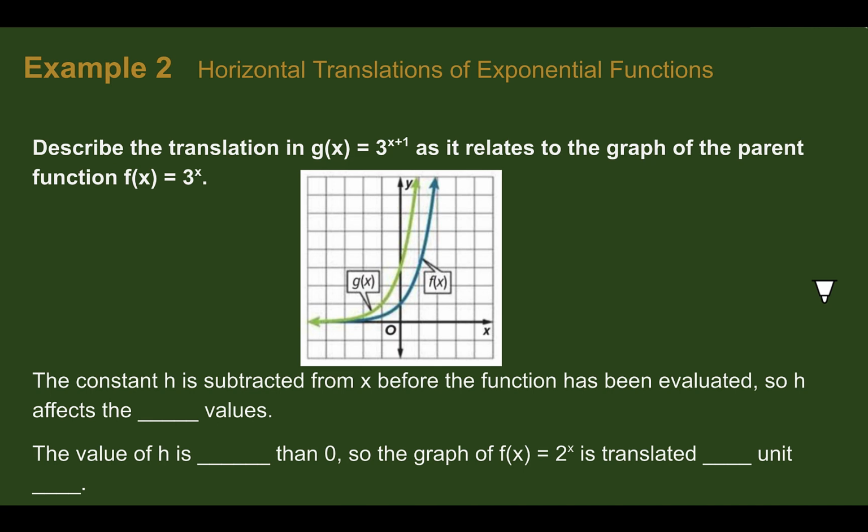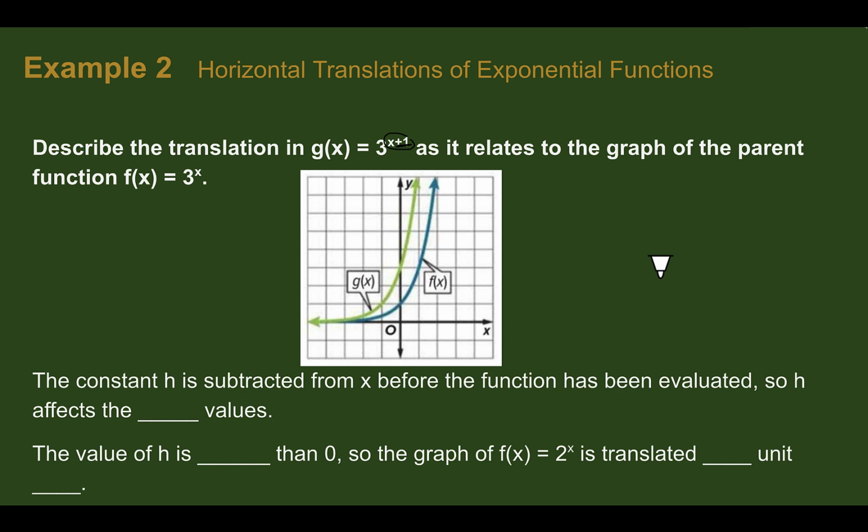Example 2, horizontal translations of exponential functions. Describe the translation in g of x equals 3 to the x plus 1 power as it relates to the graph of the parent function f of x equals 3 to the x. Our only difference there is that plus 1 in the exponent. That's telling us that it is going to be moving to the left or right, horizontal. Again, it's going to be the opposite of what we see.